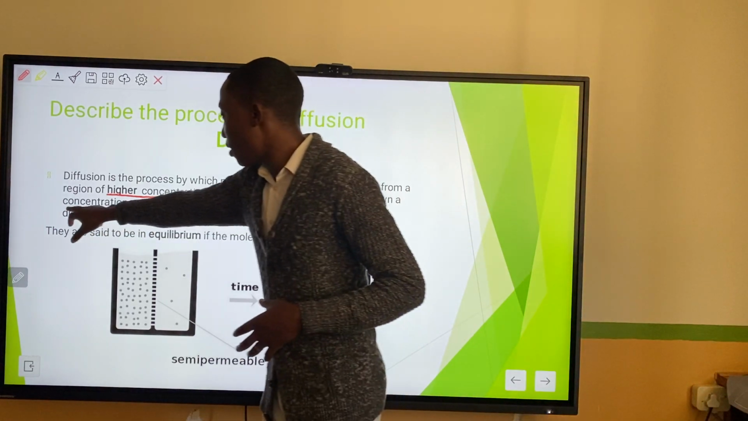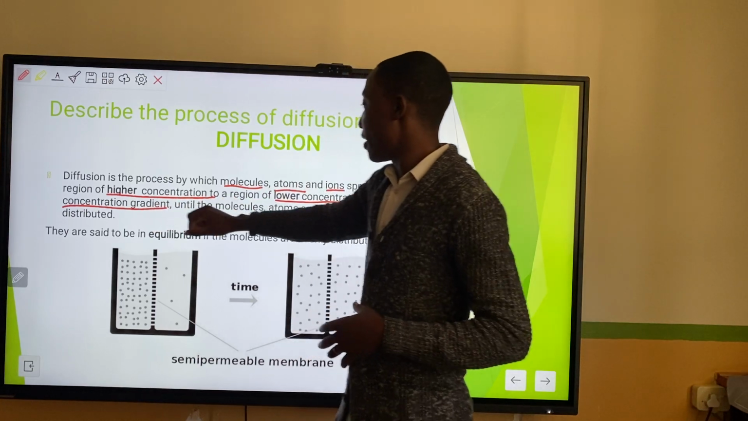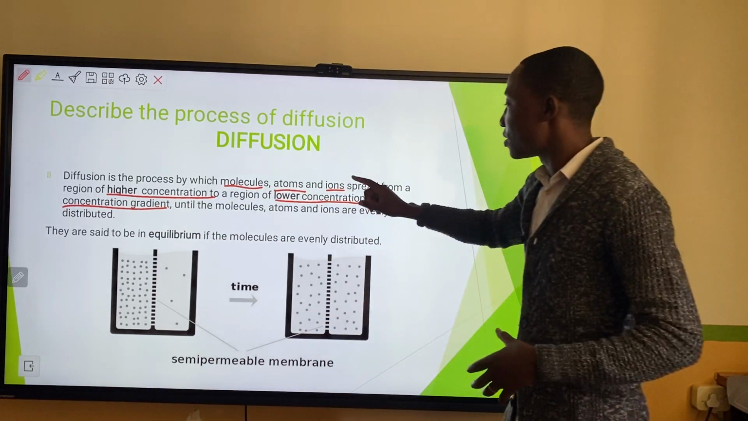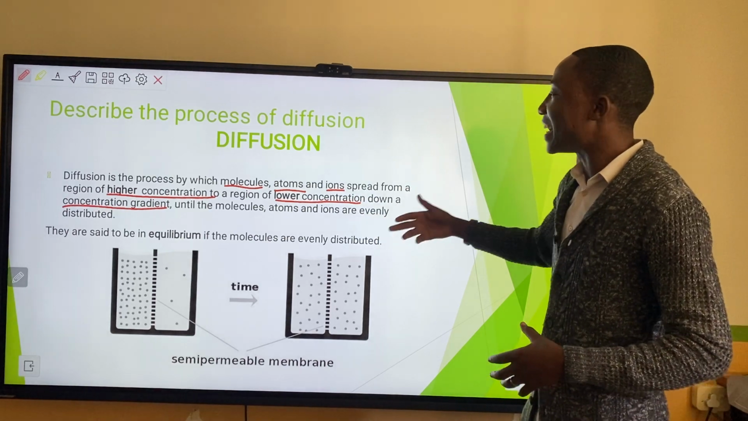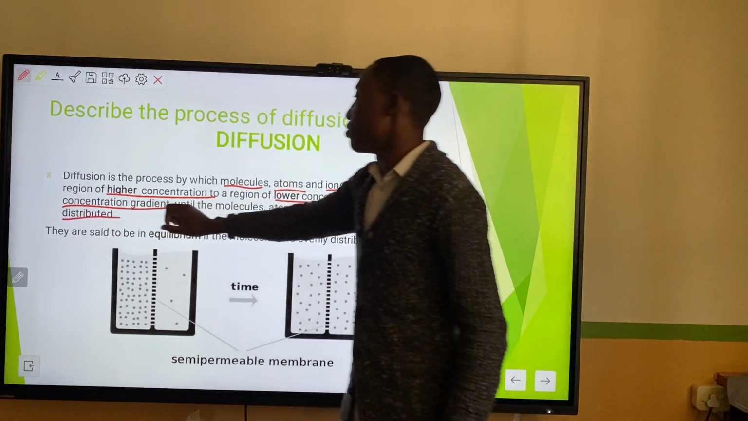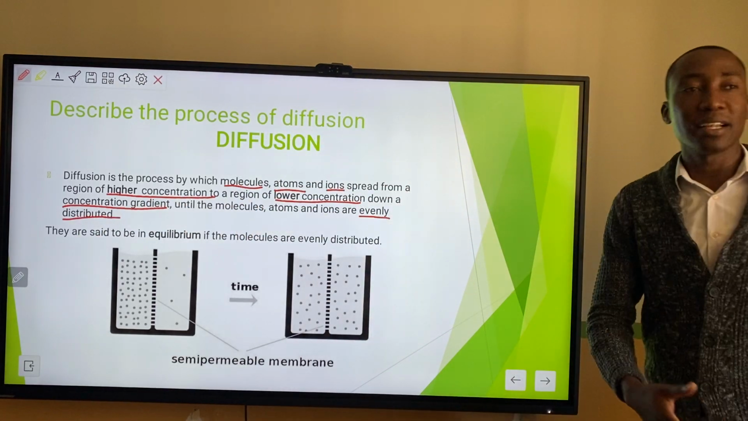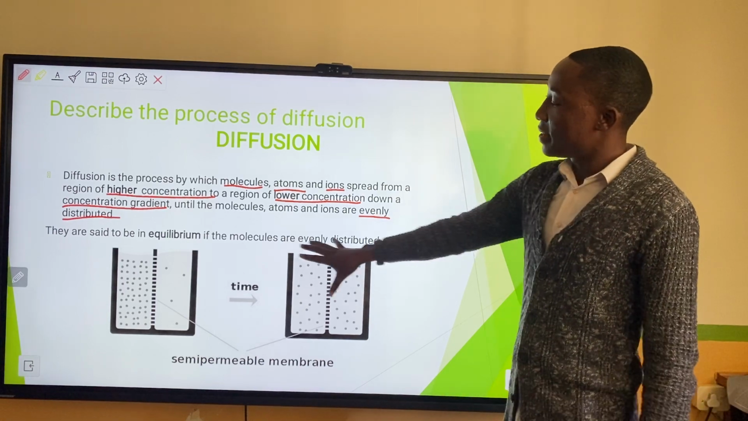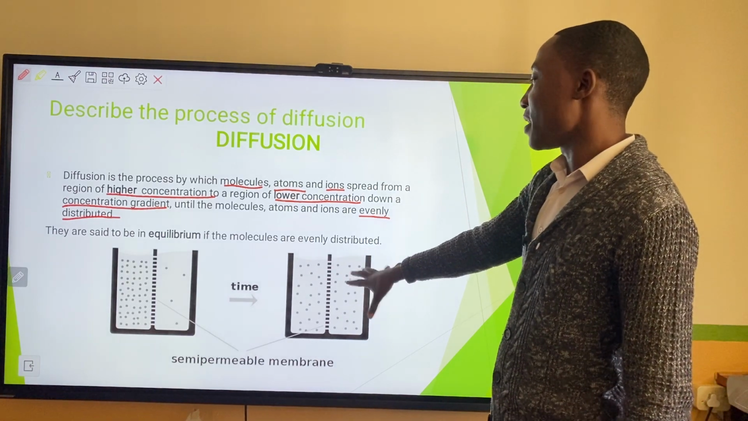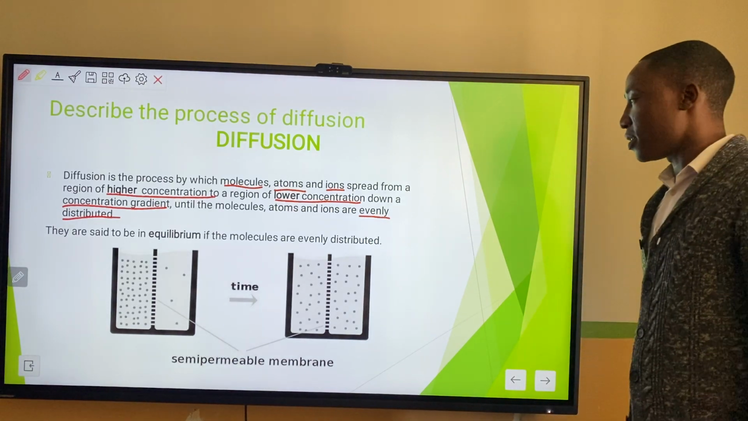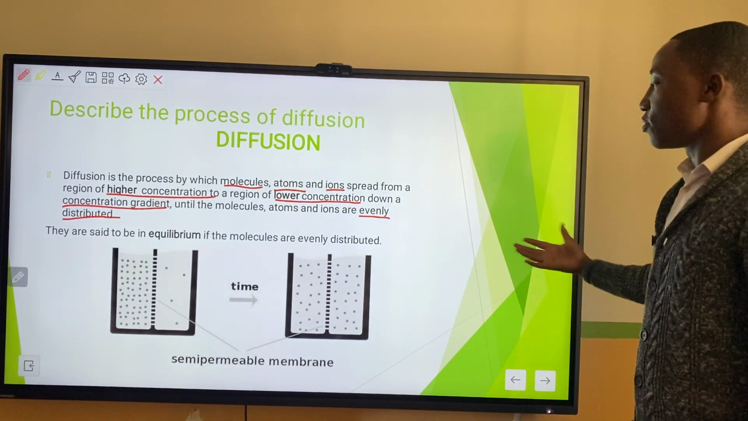And down the concentration gradient, and that movement will continue. The movement of molecules, atoms, and ions will continue until they are evenly distributed. Some textbooks will say until equilibrium has been met. And the diagram that we have here best illustrates what diffusion is about, right?